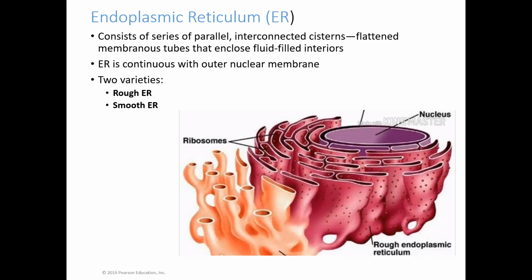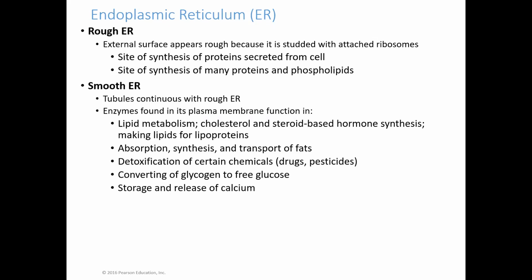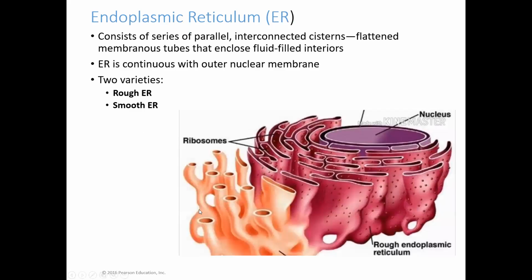Now the other type is called the smooth ER. The smooth endoplasmic reticulum doesn't make proteins. Now it wraps itself around the rough ER. Let me go back and show you. There is the smooth ER right there. And there's the rough ER there with the purple dots.